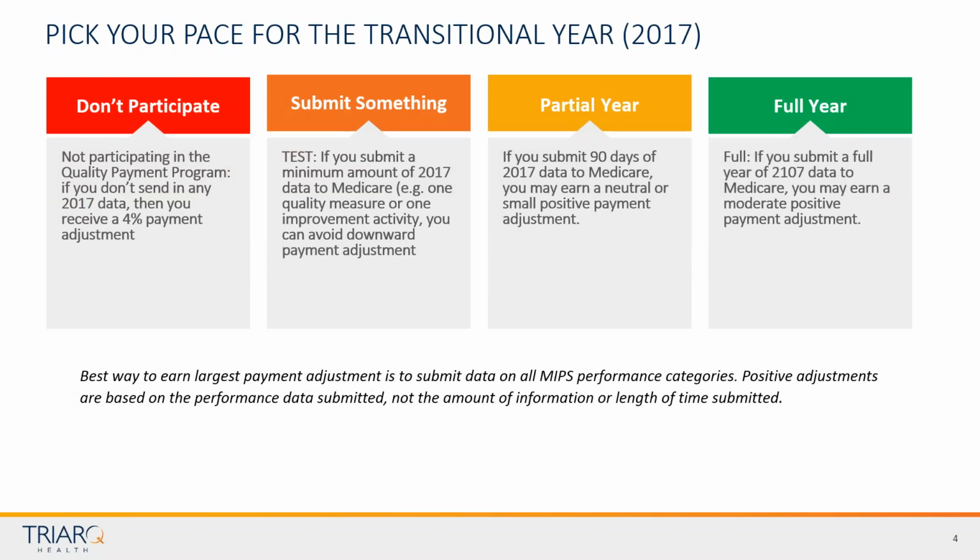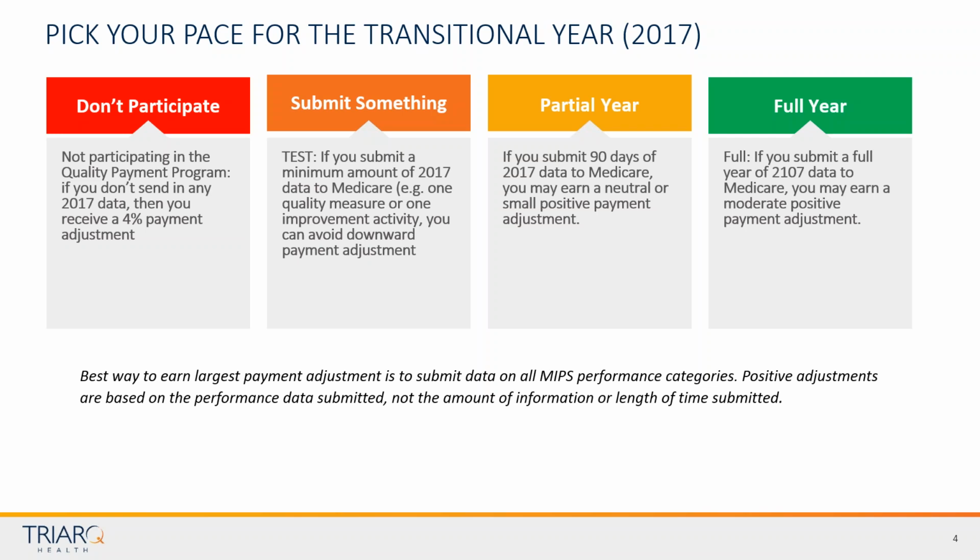Pick your pace. This was a really exciting announcement that Andy Slavitt made late last year to help folks in this transitional year. Everywhere you look, they've labeled 2017 the transitional year. They really are trying to help us be successful because they know this is all very new. So you've got 4 buckets of participation available to you. If you do absolutely nothing, you will get a 4% negative payment adjustment on your 2019 claims. If you do not participate in 2017, you will get the 4% payment adjustment. You can root that all your neighbors choose that, because then there's more money to distribute to those of you who do participate.